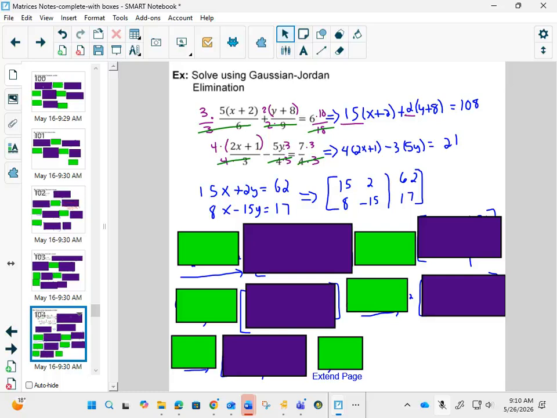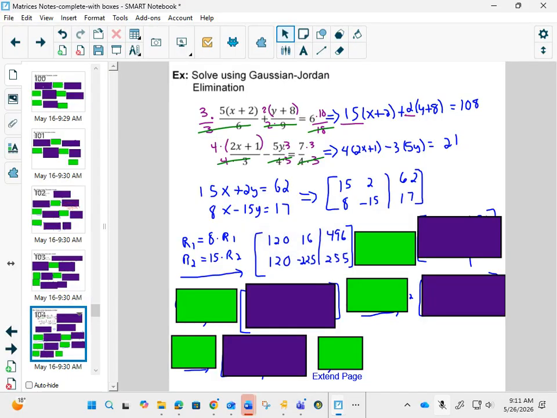Ugh, how are those for numbers? Mental math nightmares. If I want to get this a 0, how am I going to work with 15 and 8 to make that a 0? Well, sometimes you might want to do something like this as a preliminary step. I'm going to take row 1 and multiply it by 8. I'm going to take row 2 and multiply it by 15.